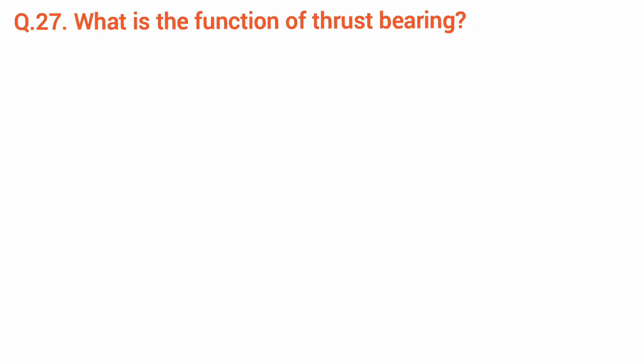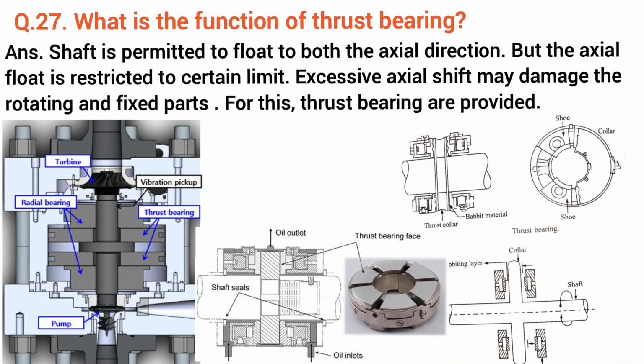What is the function of thrust bearing? Shaft is permitted to float in both axial directions, but the axial float is restricted to a certain limit. Excessive axial shift may damage the rotating and fixed parts. For this, thrust bearings are provided.